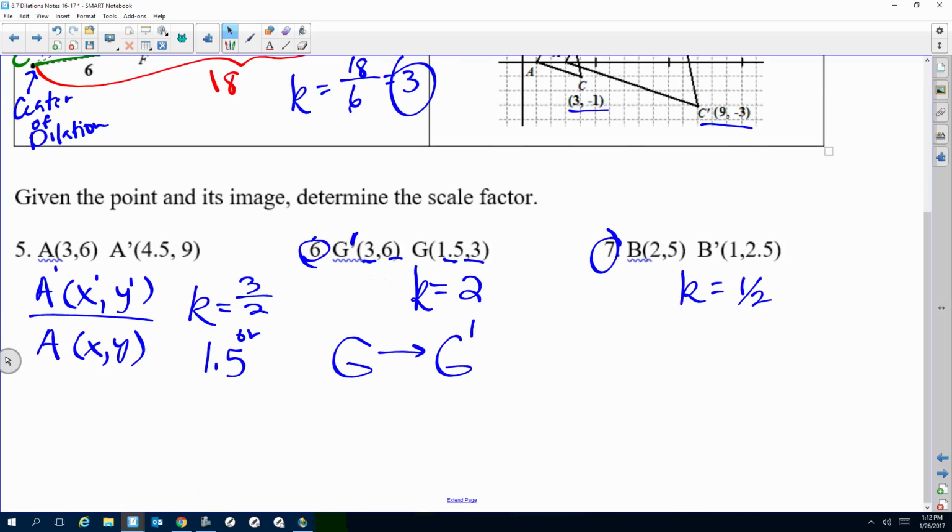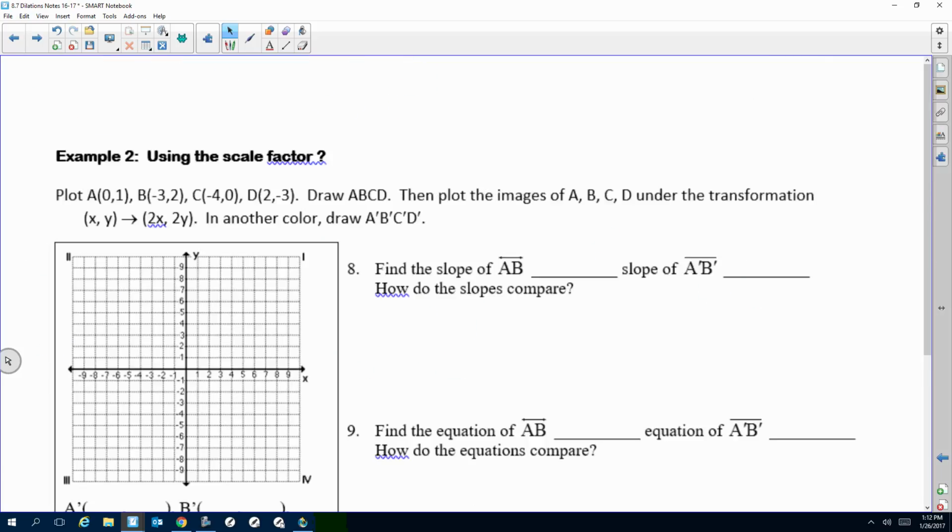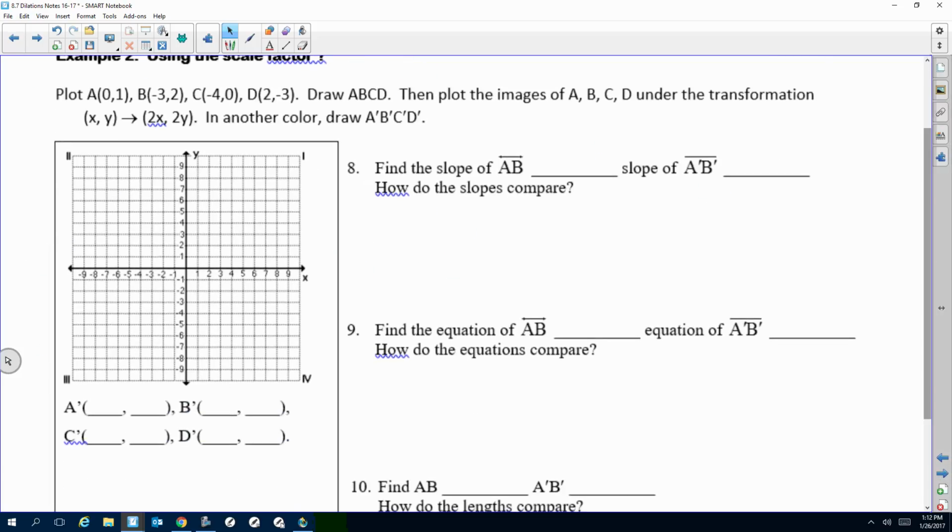2 over, what number? Okay, guys. All right, if you want to highlight your image, that's what you can do to show two different colors, but we need to plot our pre-image. We're going to draw the quadrilateral ABCD, okay? So we're at 0, 1, negative 3, 2, negative 4, 0, and 2, negative 3.